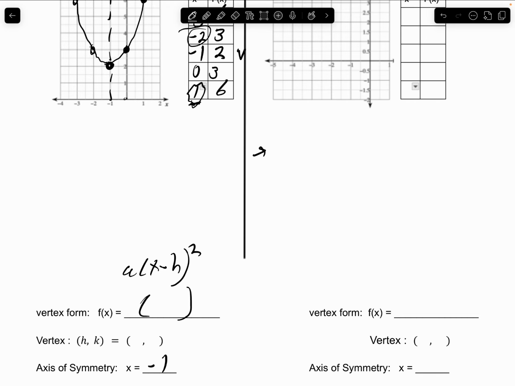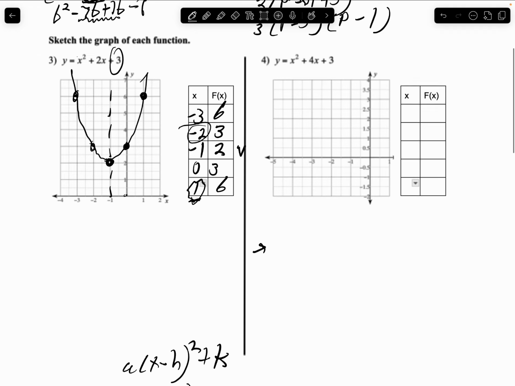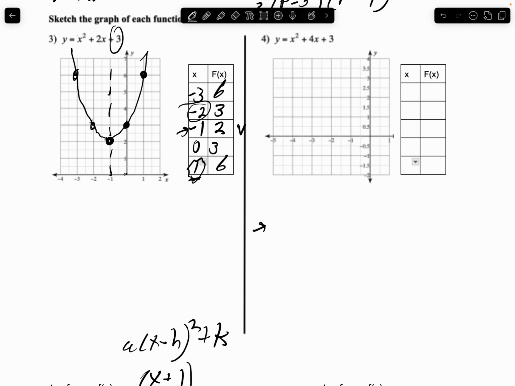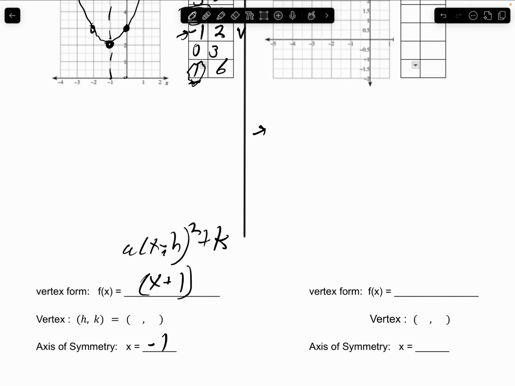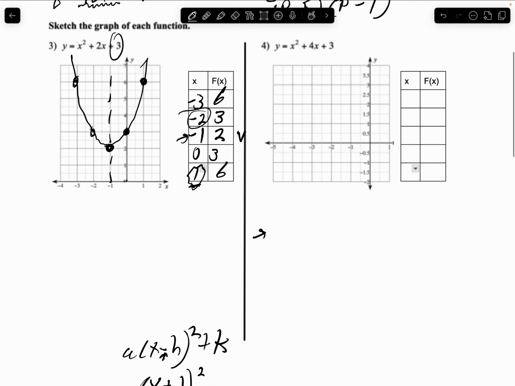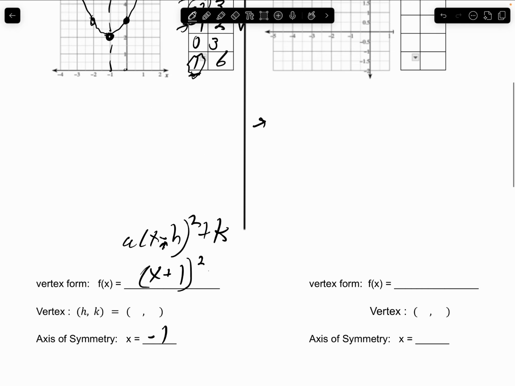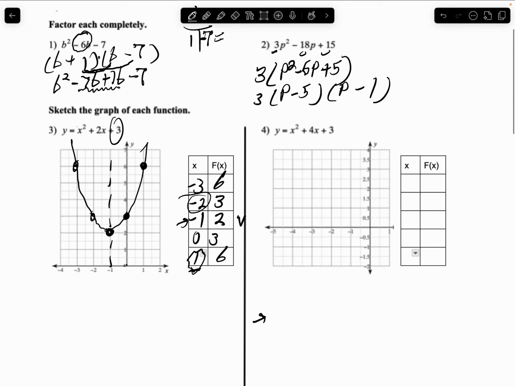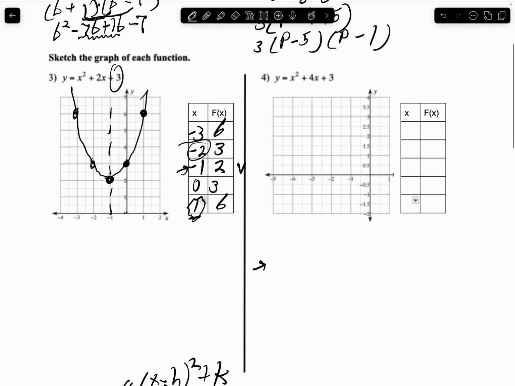Which means my vertex form has a times x minus h squared plus k, so I have x minus, what's my h? -1. So I have to make it a +1, right? Because my h is -1, and I already had a negative there. So I got that squared plus the k. K is the other part of my vertex, which is +2. Exactly, -1, 2. That's it. So that's how you do these, and that's what we should know.